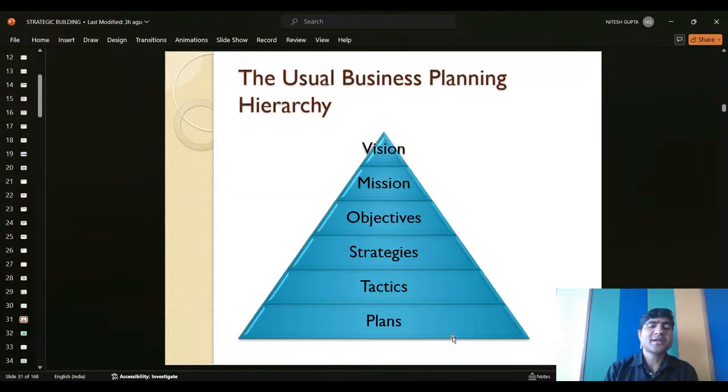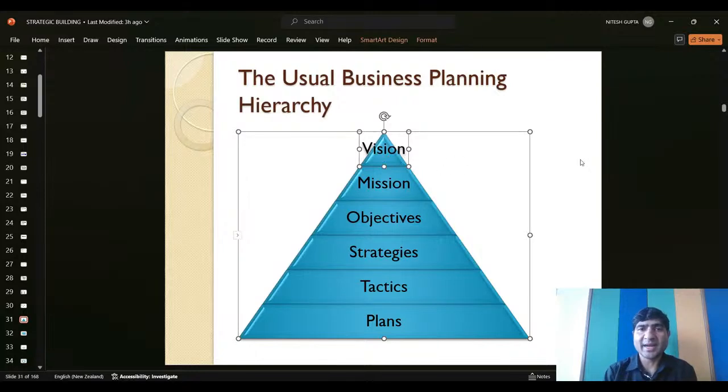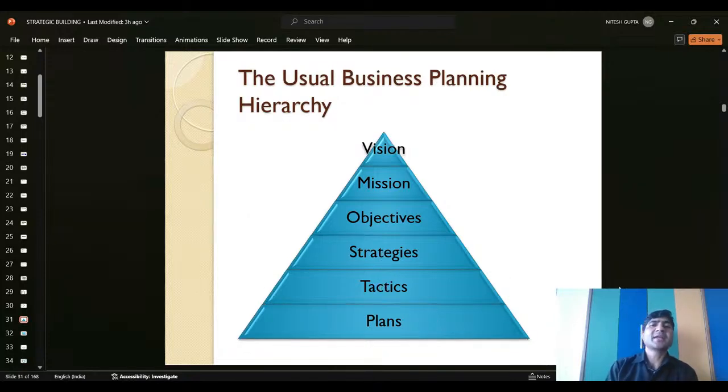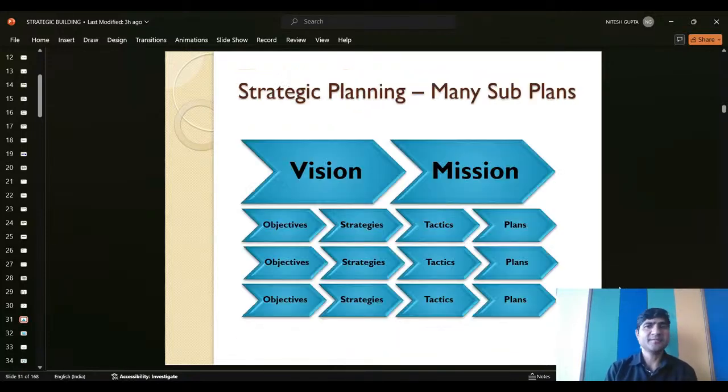Now, this is what is called the business pyramid hierarchy. It says that the vision of the organization is the most important point, which remains at the top of the organization hierarchy, followed by mission, followed by objective, followed by strategy, followed by tactics, and followed by the plan. So this is how the hierarchy of business planning looks.